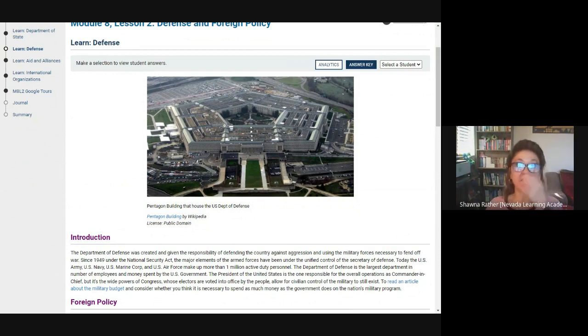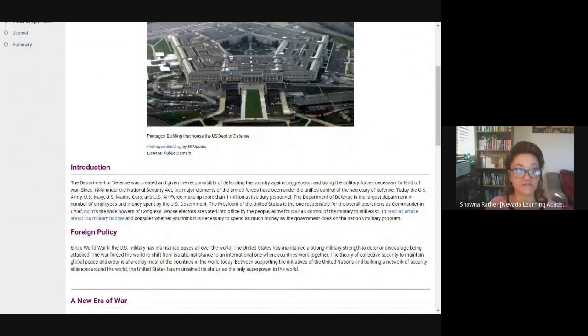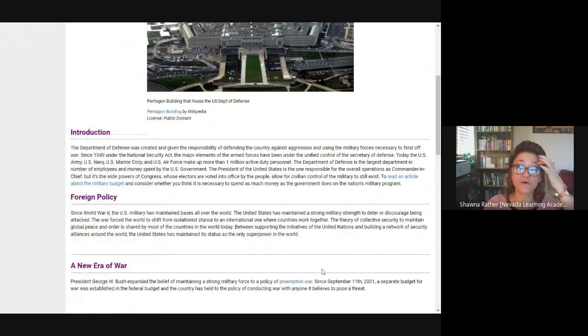So the Department of Defense handles all of our active duty military, whether it be missions they're completing, each of the branches of the military, anything military currently being talked about, okay, including the military budget, which we will talk about. Foreign policy, we know the U.S. military has maintained bases all around the world. Having a strong military has been the idea to deter or discourage other countries from attacking us, especially if we have a military base in their backyard.